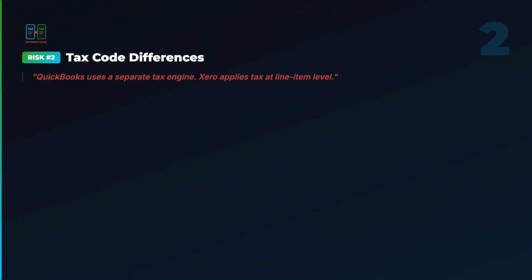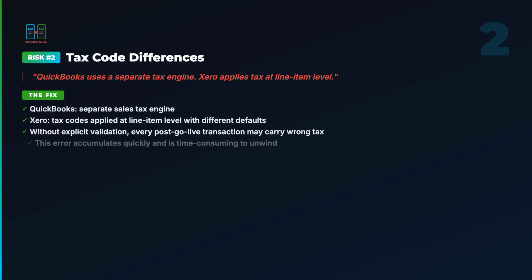Risk number 2. Tax code differences. QuickBooks Desktop applies sales tax through a separate tax engine. Xero applies tax codes at the line item level with different default rules. Moving between systems without explicitly validating tax code defaults means every transaction entered after go-live may carry the wrong tax treatment. That error accumulates quickly and is extremely time-consuming to unwind.